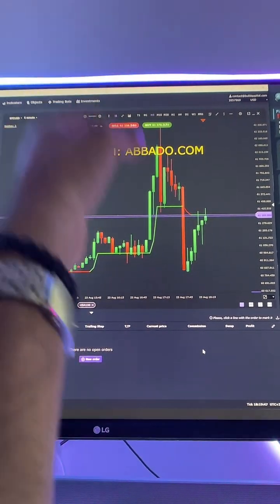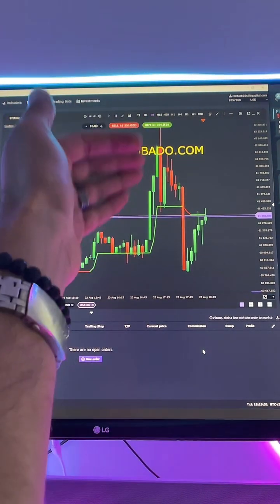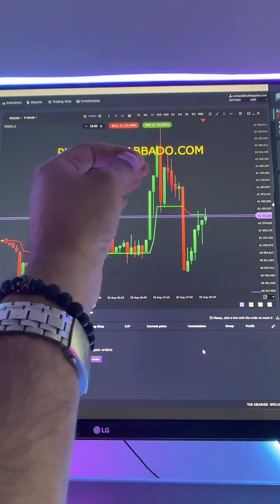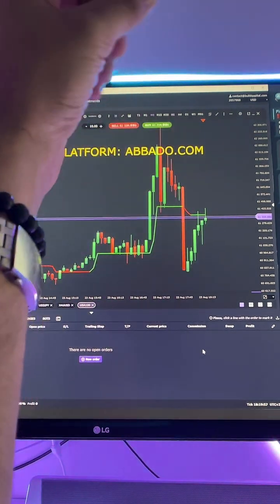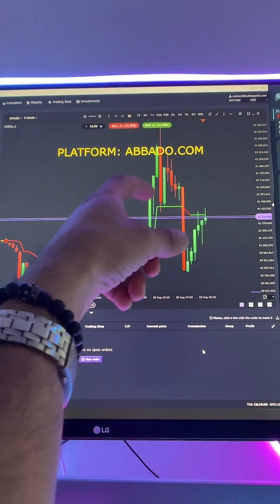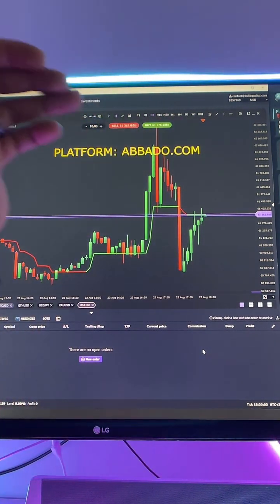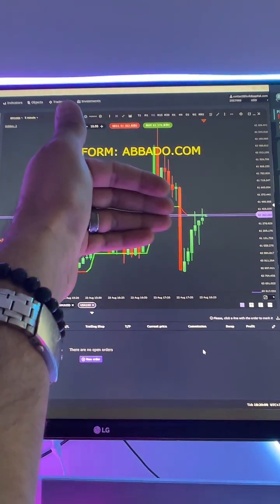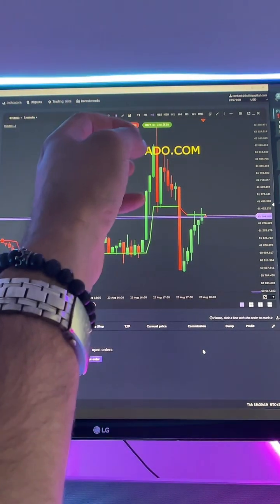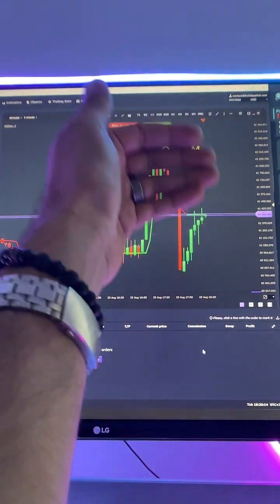Now, why would I use one lot size maximum if I have $10,000 in my account? The reason is that if I set my stop loss and take profit at 100 points, I'm only risking $100 per trade. And if I'm risking $100 per trade on a $10,000 account, that means my risk is 1%. And that's the whole thing.